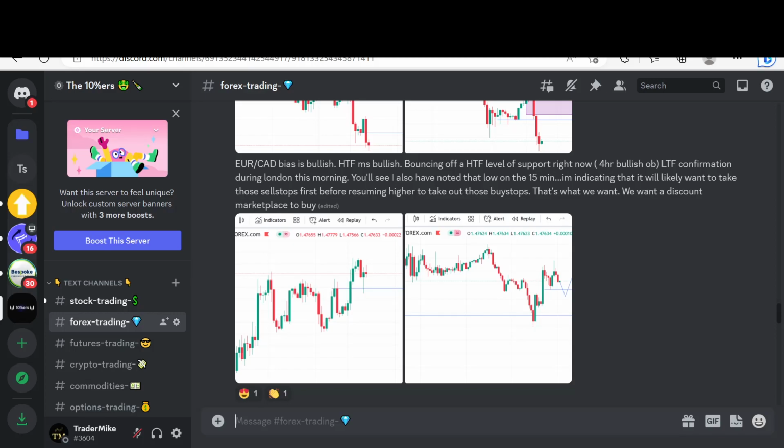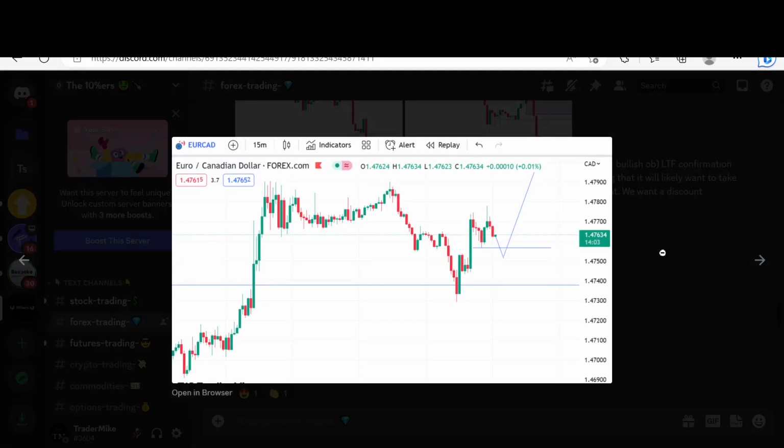All right, so Forex trading. This is the tab we're in. As you can see, this morning I posted Euro CAD bias is bullish. Higher time frame market structure bullish, bouncing off of a higher time frame level of support right now, a 4-hour bullish order block. Lower time frame confirmation during London this morning. You'll see I also noted that low on the 15-minute, which is right here. This is what I'm referring to.